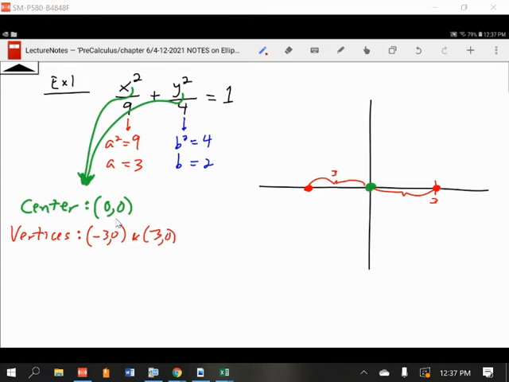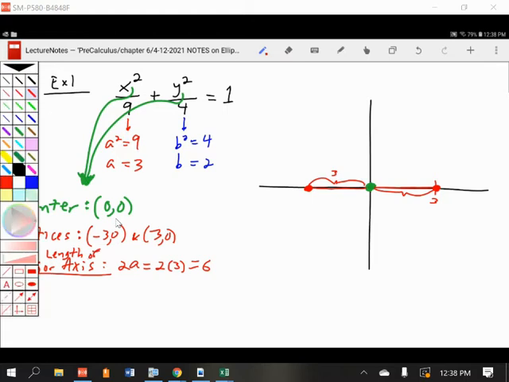The major axis is the length between the vertices, which will always be 2a. The major axis is always 1, 2, 3, I didn't like that, 2 times a, which in this case is 2 times 3, which is 6. That's the length of the major axis. The length of the major axis is 6.